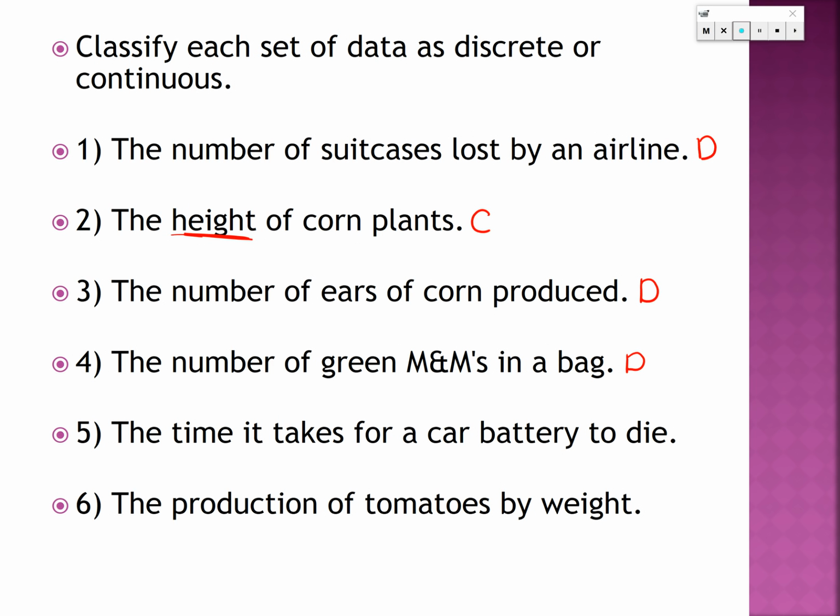The time it takes for a car battery to die. Time, again, we're looking at a measurement. So that's going to be continuous. Whether your timer stops at tenths of a second, hundredths of a second, thousandths of a second, that's going to affect your measurement value. The number 6, the production of tomatoes by weight. Again, we see another measurement, so we're going to be restricted by our measuring device. So that will be a continuous variable.